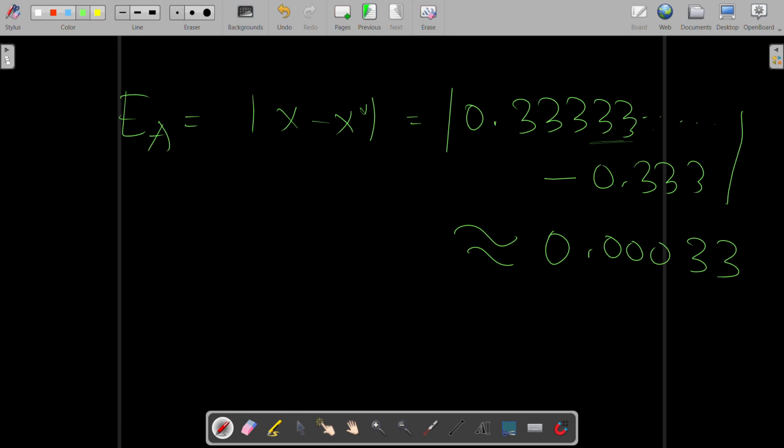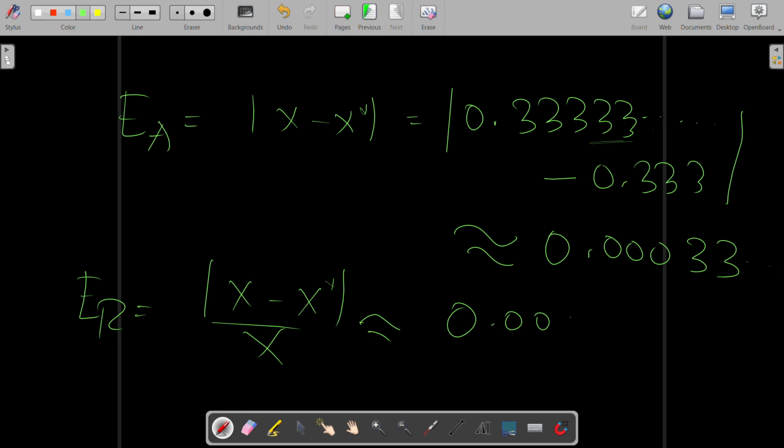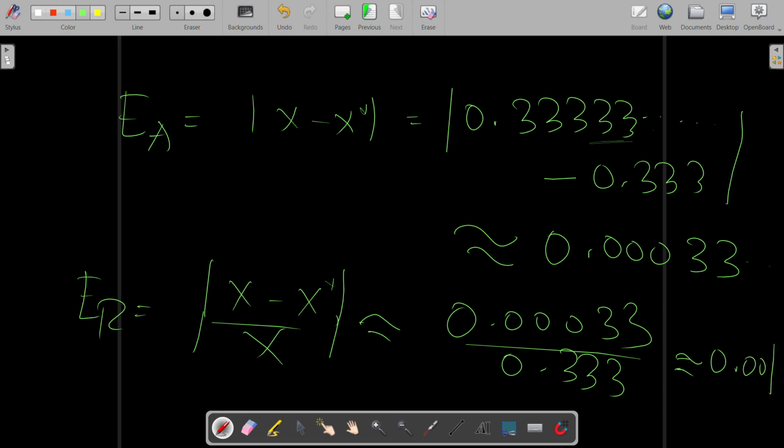Now the relative error will be what? There are infinite threes after that, you can understand that. The relative error e^r is (x minus x star) by x, which is 0.00033 divided by 0.333, which, check your calculator, is nearly equal to 0.001.